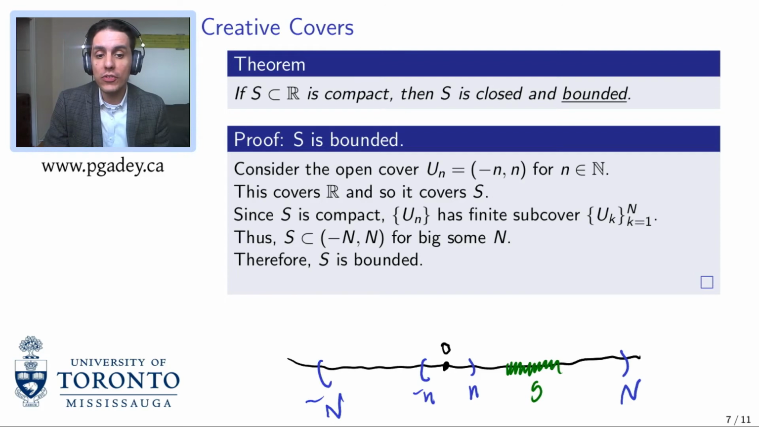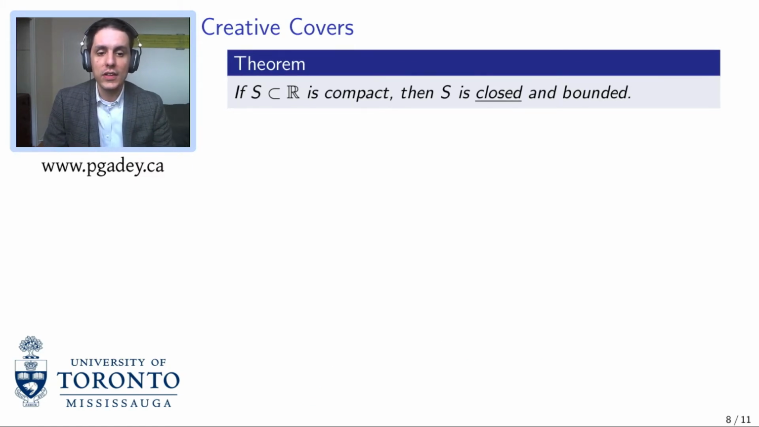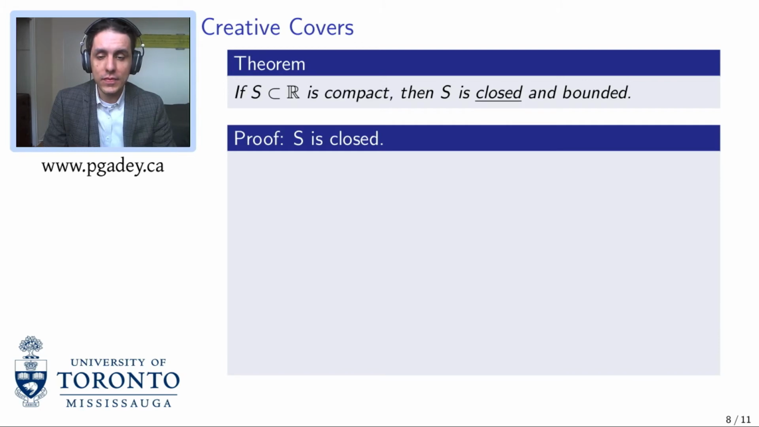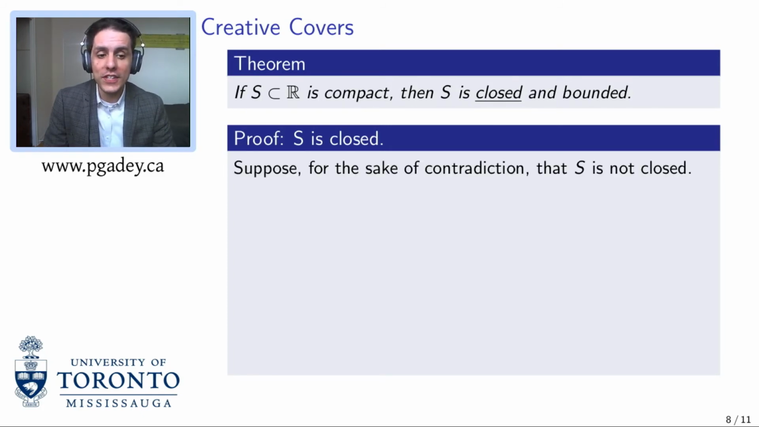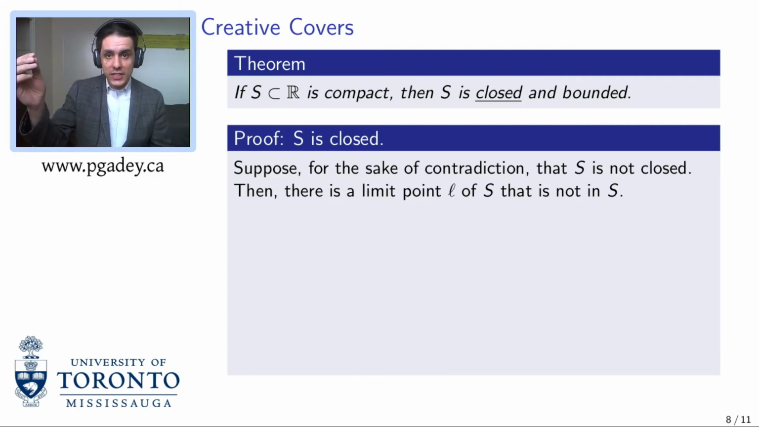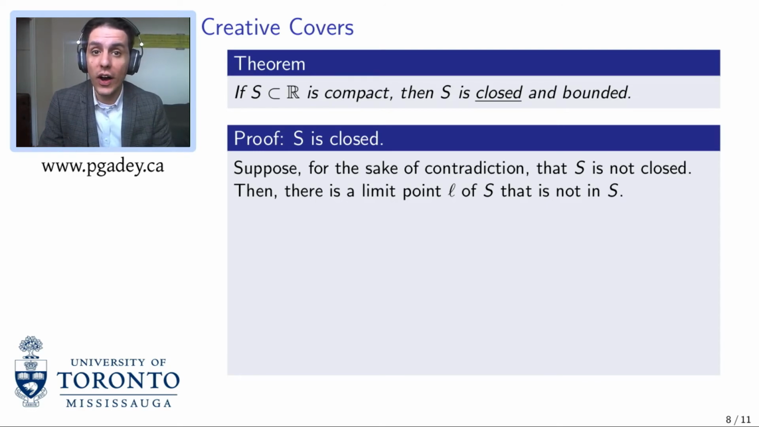Okay, now we're going to move on to proving that S must be closed. And here we need a fair bit more subtlety in designing our cover. So we're going to show that S is closed by showing that if it has a limit point not contained in S, then that limit point has to be sort of isolated or separated from S somehow. Okay, so we're going to wind up proving this by contradiction. So suppose, for the sake of contradiction, that S is not closed. Then there is a limit point of S that is not contained inside S. So this point is somehow outside of S, and we're going to show that if S is compact, then it has to kind of be far away.